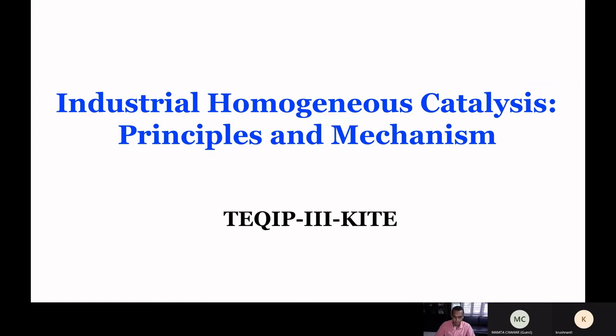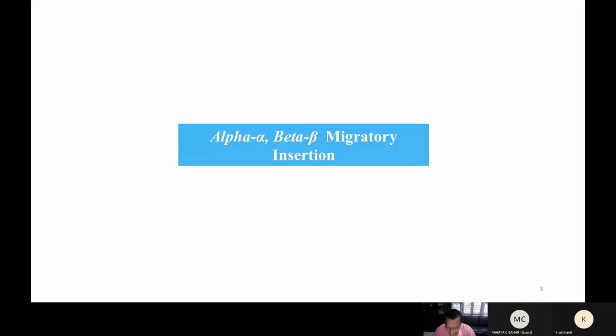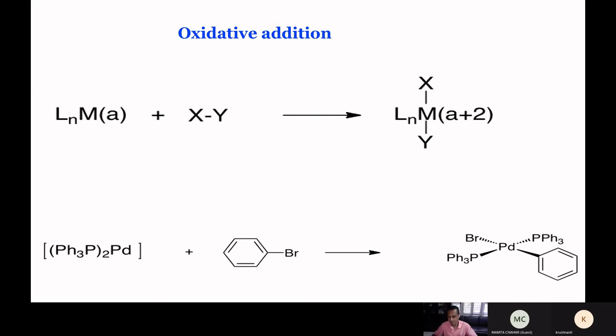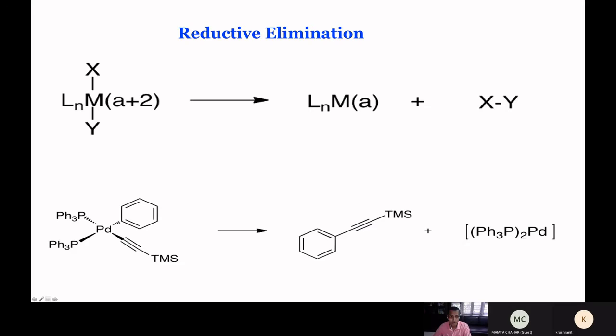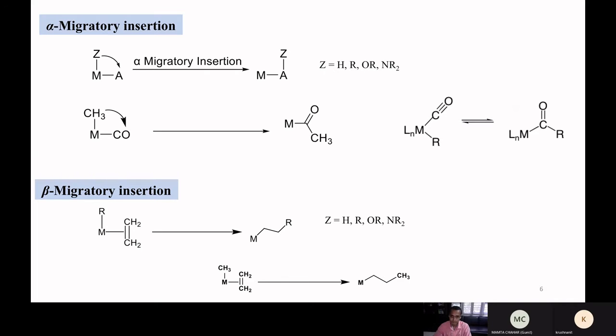So we are discussing homogeneous catalysis, and mainly alpha and beta migratory insertion. Previously we were discussing oxidative addition. As you have seen, we have also discussed reductive elimination, the opposite of oxidative addition, right? The requirements for oxidative addition and reductive elimination are just opposite.